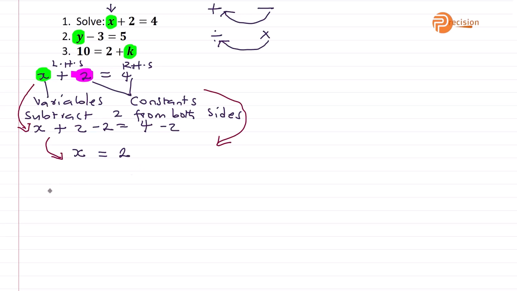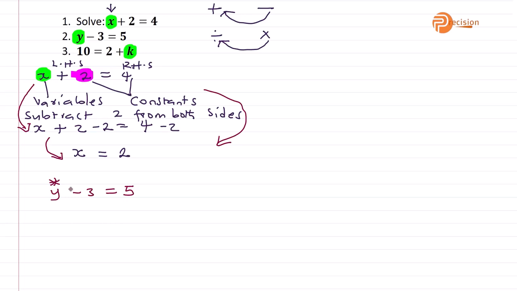The next one is y, that's number 2. y minus 3 is equal to 5. Now remember, in this situation, our variable is y. And every time you are solving for the variable, that is what you are solving for in an equation. And for you to solve for that variable in an equation, you need to make it stand alone, which means you want to isolate it.